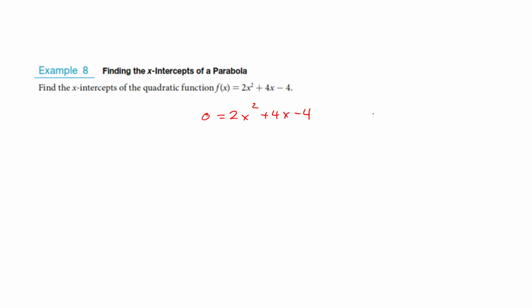So since it can't be factored, I've got negative b plus or minus the square root of b squared minus 4ac, all over 2a, and the a is another 2. Now if I crunch this down, I'm going to get the intercepts. That's what the quadratic is doing.